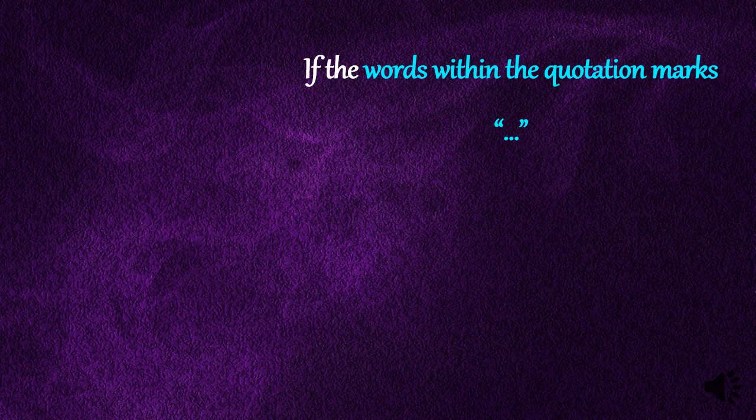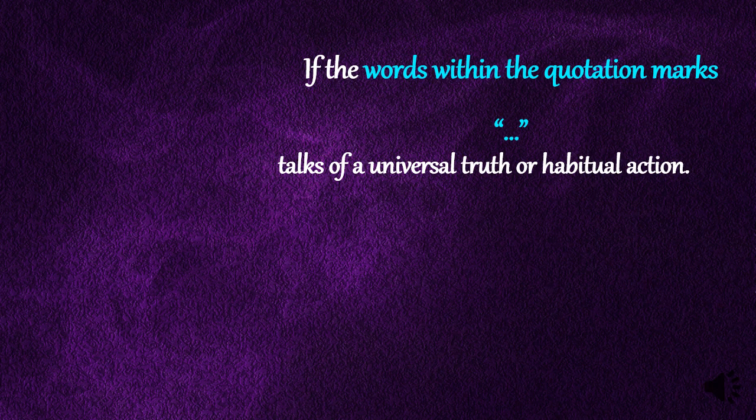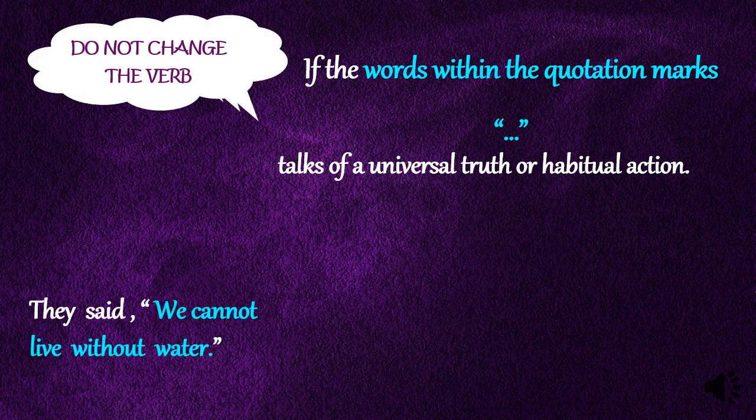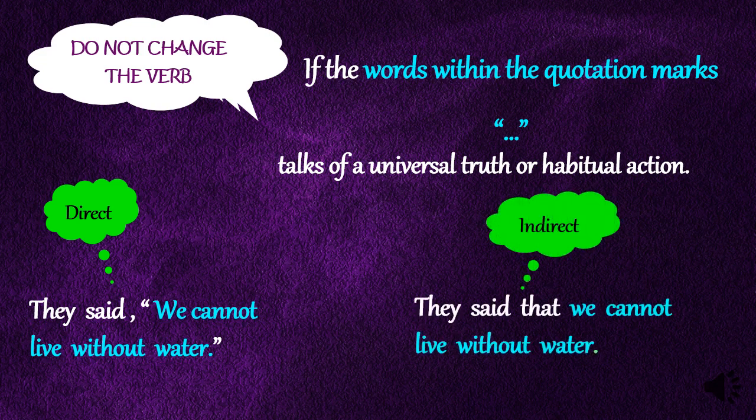Now, if the words within the quotation marks talk of a universal truth or a habitual action, don't change the verb. For example, they give you a sentence: They said, "we cannot live without water." This is a universal truth. Now, this sentence given to you is direct speech. When you rewrite that in indirect speech, your answer will be: they said that we cannot live without water. All that I've done here is removed the comma, open quotes, close quotes, and substituted with the word "that." And the remaining is the same.